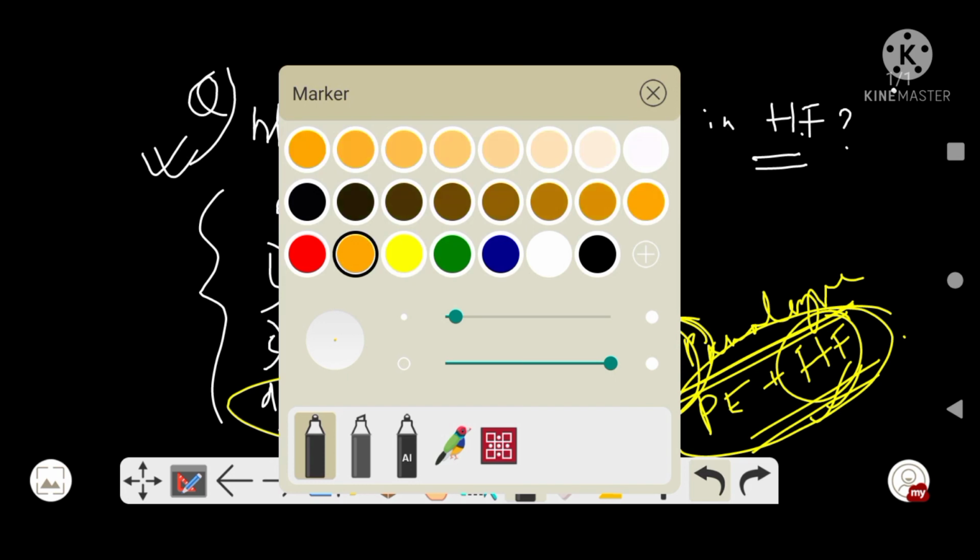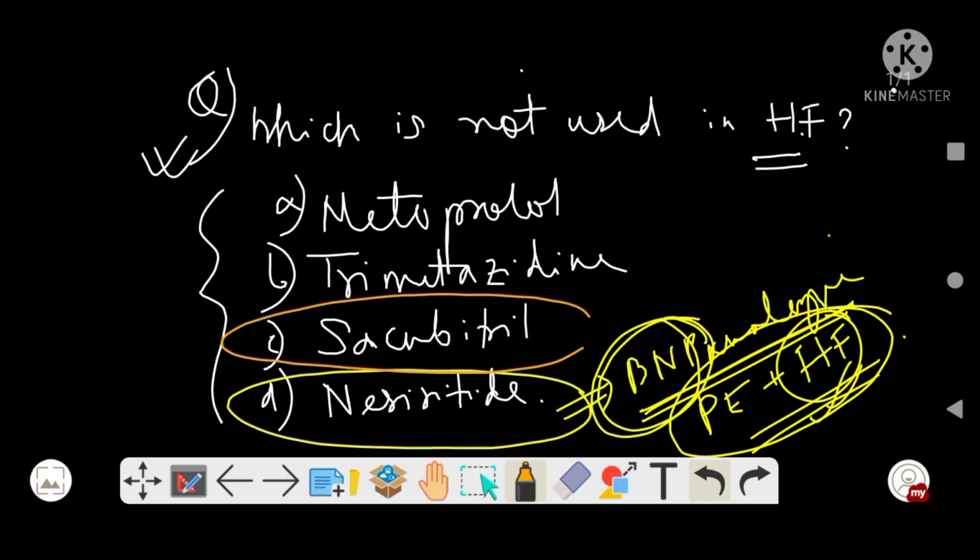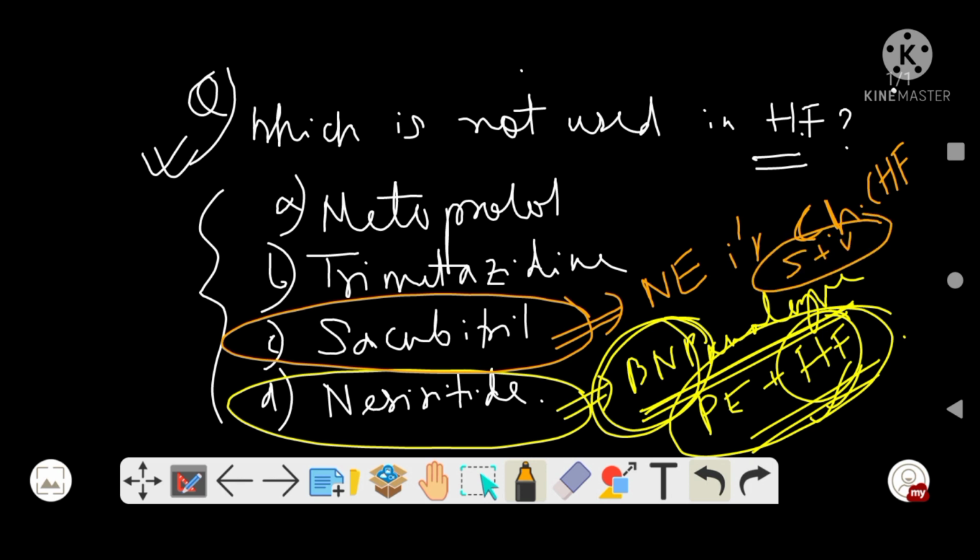Next I will talk about sacubitril. Sacubitril is a neutral endopeptidase inhibitor, and it is approved for treatment of chronic congestive heart failure. CHF is chronic congestive heart failure. Sacubitril is used along with valsartan. This combination is used, so this is also a correct option, that it is used in heart failure.